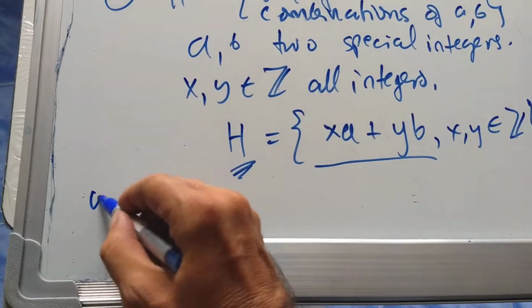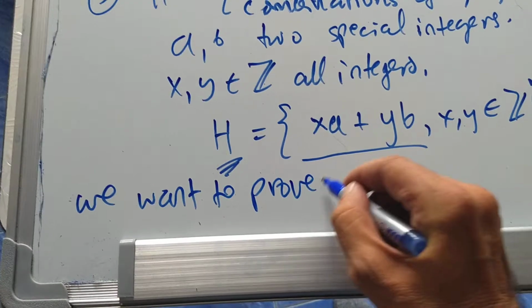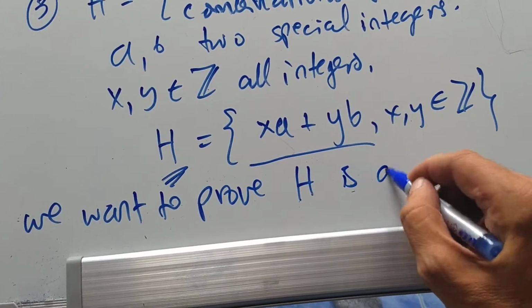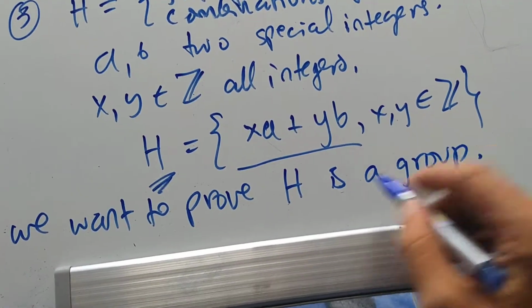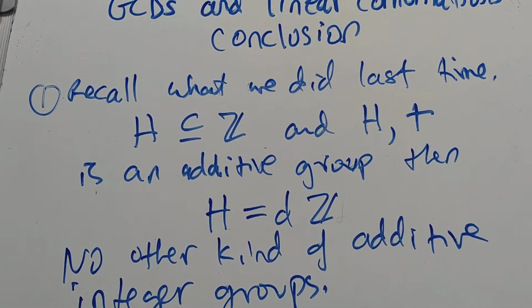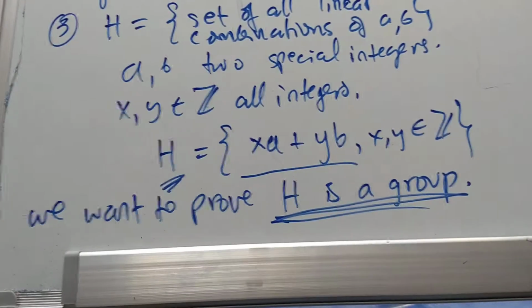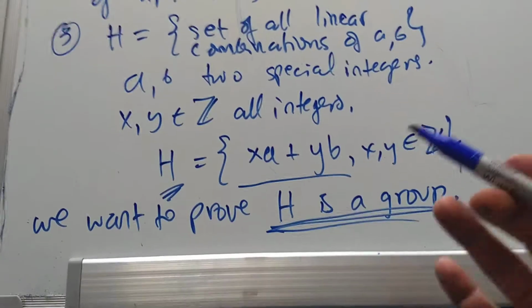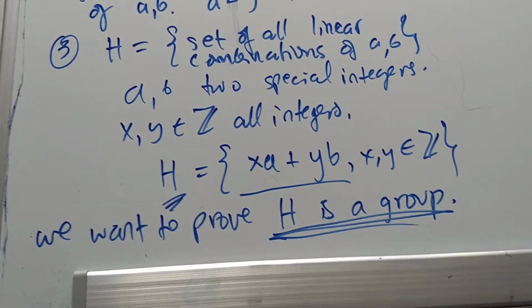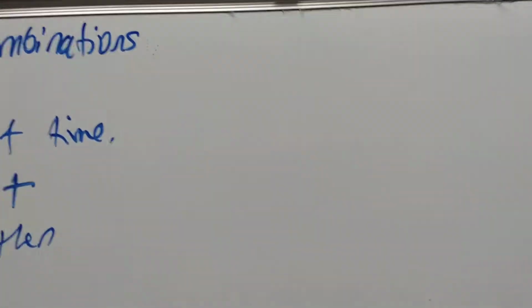We want to prove H is a group. Now, if we can prove H is a group, then we can use our theorems that we proved last time to our advantage, and that's exactly what we're going to do. But first we need to prove that this thing actually is a group. It's not very hard to do. I'll do a little bit of it, and you're going to do the rest.